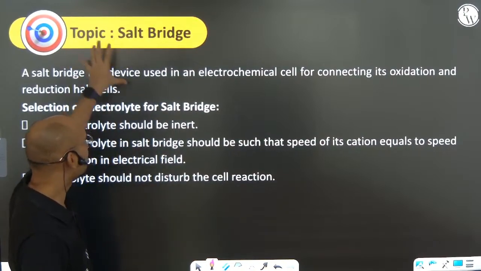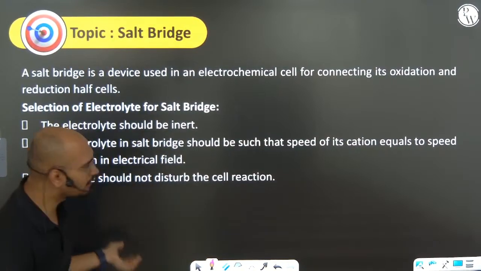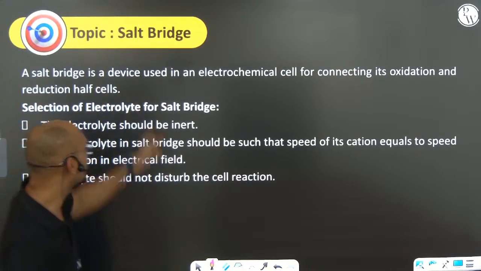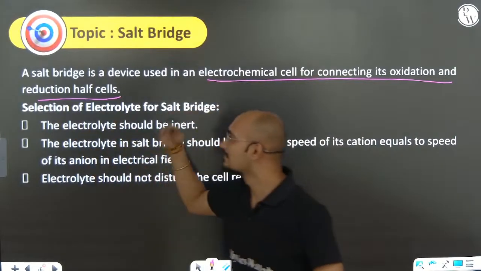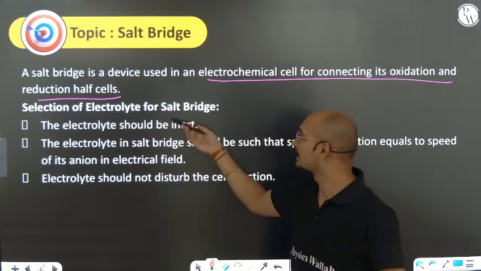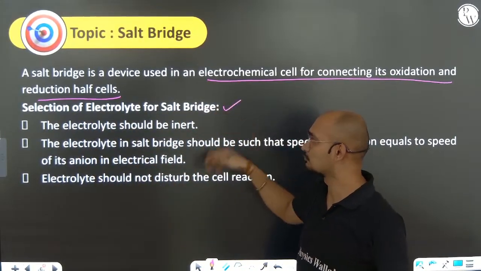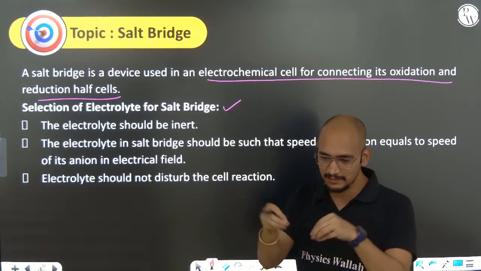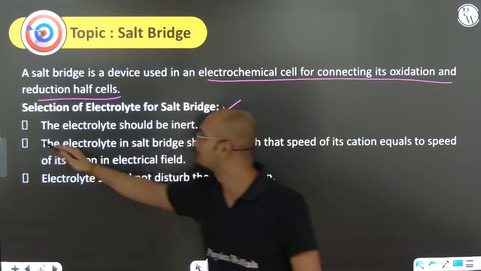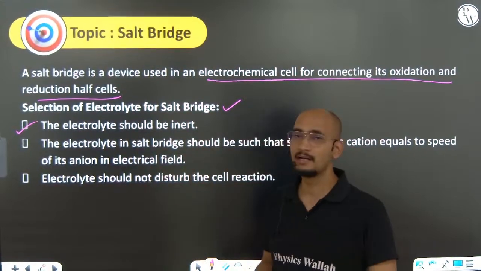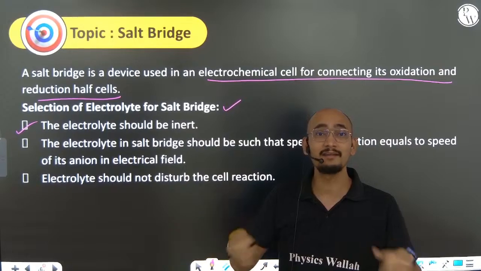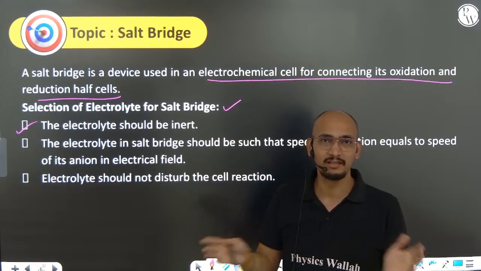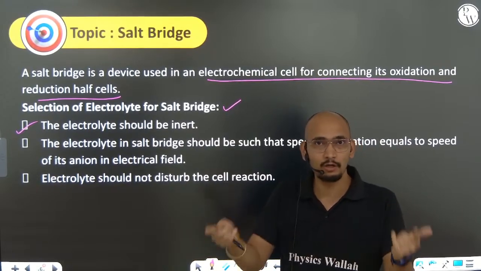Now, the salt bridge. What is a salt bridge here? I hope I have already told you, but still, a salt bridge is a device used in an electrochemical cell for connecting its oxidation and reduction half cell sections. Regarding the selection of electrolytes for the salt bridge, whatever electrolytes you put in that salt bridge, please keep in mind, the electrolytes should be inert. Inert means something that is not going to go inside the solution and start doing its own reaction, or that can interfere in the original reaction.